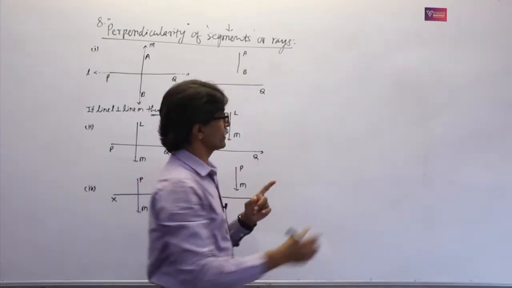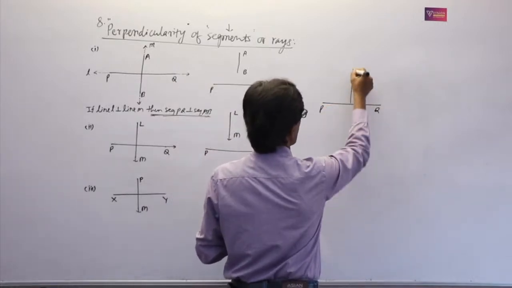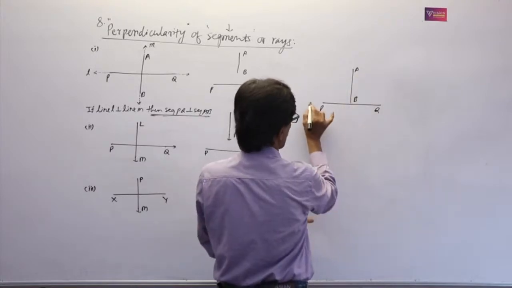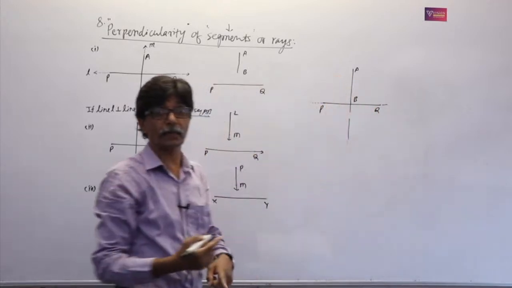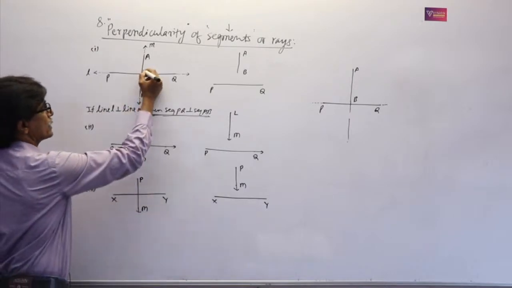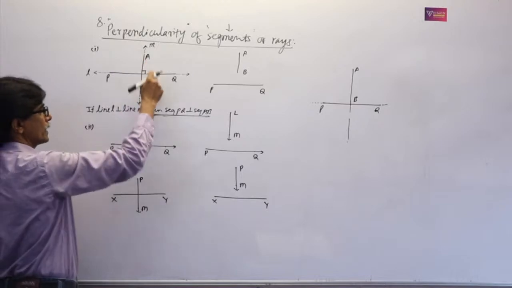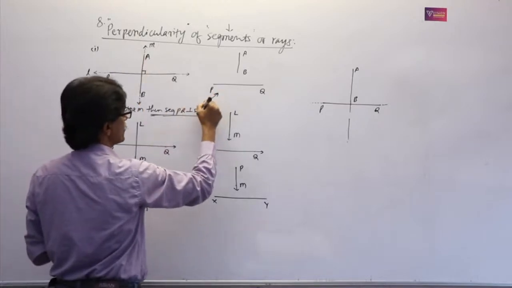So from now on, whenever we say that segment PQ is perpendicular to AB, clearly note that basically the lines containing them are perpendicular, and then we call those segments perpendicular. Any doubt? If the lines containing the segments are perpendicular to each other, then the segments are called perpendicular to each other. Same for this figure also. This is same for this.